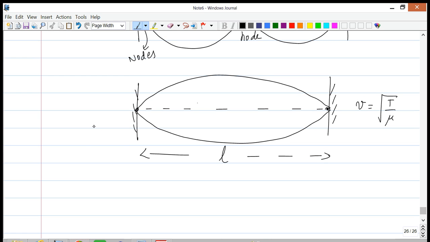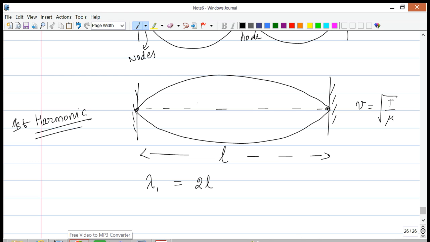The wavelength of this wave, which I'm going to call lambda 1, is simply, if you look at this picture, half a wave. So this will be equal to twice the total length of the string. We call this the first harmonic, because you cannot have a wave with a greater wavelength for this particular situation.